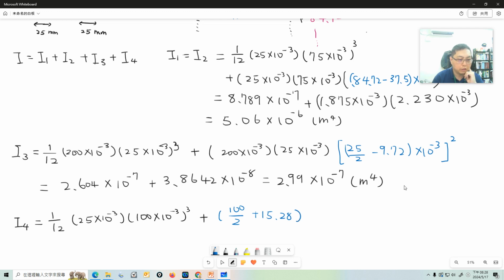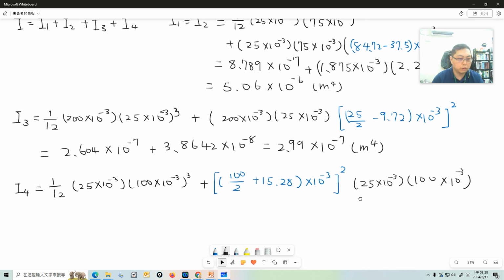Times 10 to the power minus 3, and this is D squared. I forgot the A. A is 25 times the 100 millimeters. Let me check. 50 plus 15.28. Yes, I got it right.